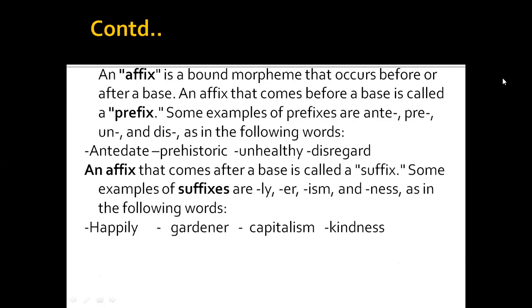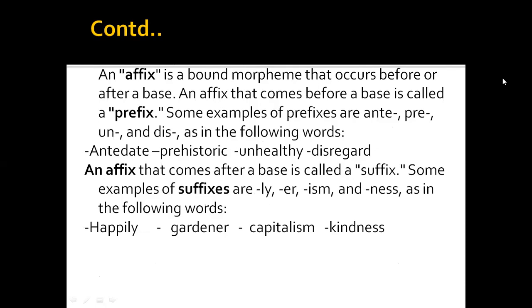On the other side, there is an affix. An affix is a bound morpheme that occurs before or after a base. It comes before or after the base root. An affix that comes before a base is called a prefix, and one after a base is known as a suffix. Prefix and suffix.